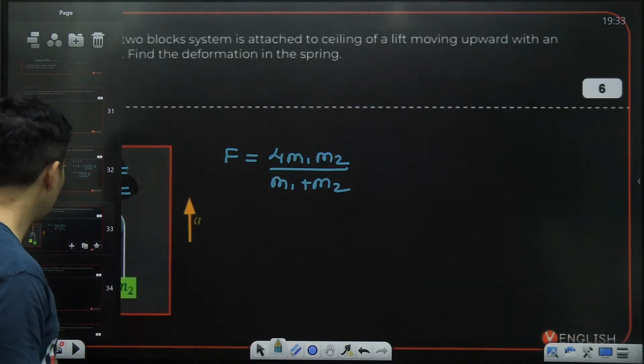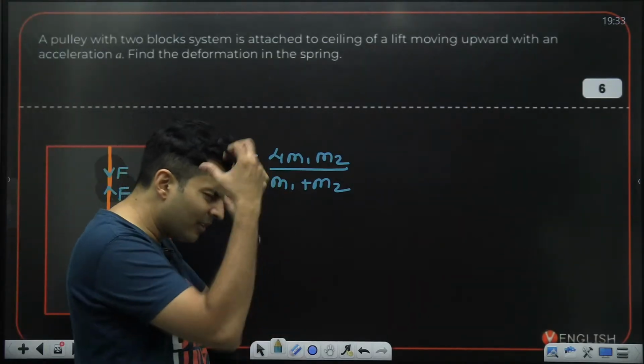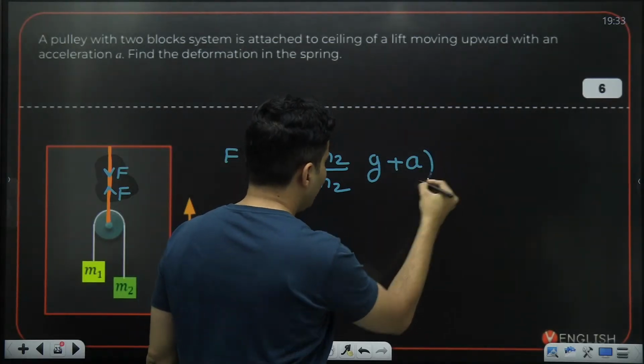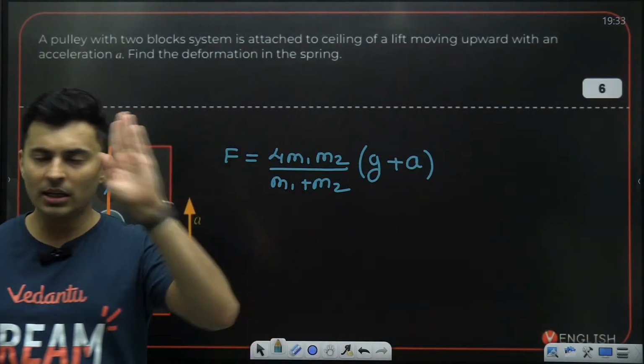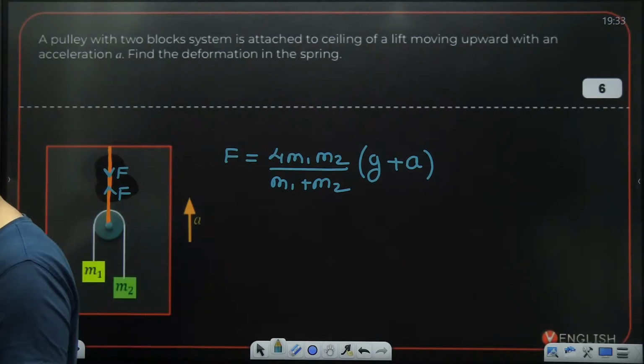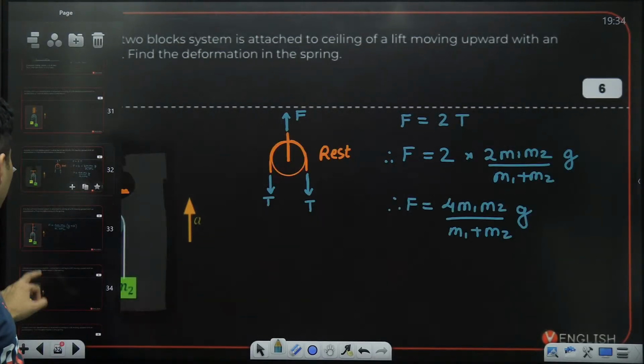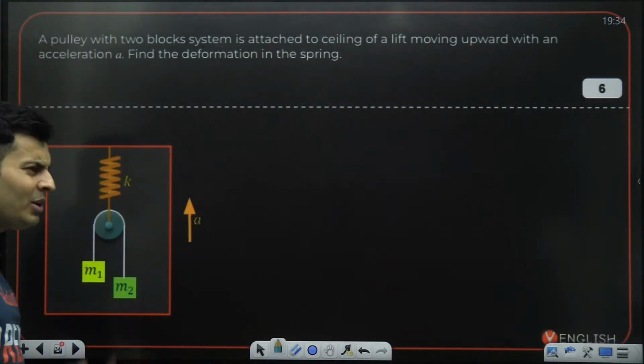The lift is going up, I will feel heavier. So instead of g, now it will be g plus a. Simple. Till this point, absolutely clear? Oh, yes, sir. What now, sir? There is one thing remaining. Spring, sir, spring. Don't worry, man.